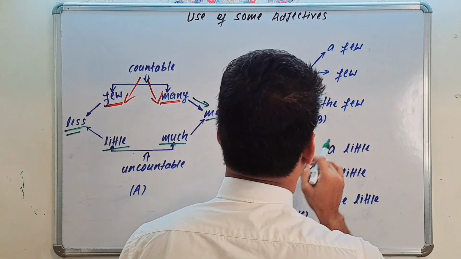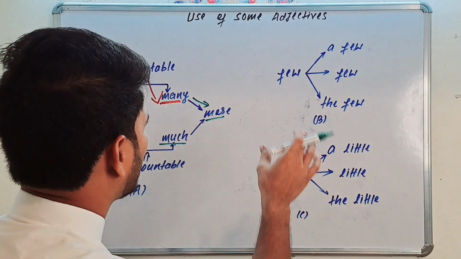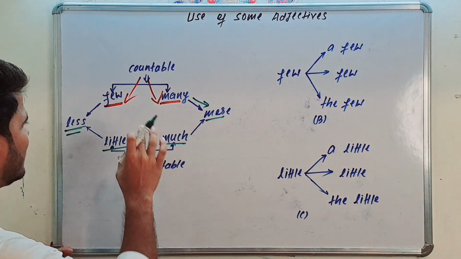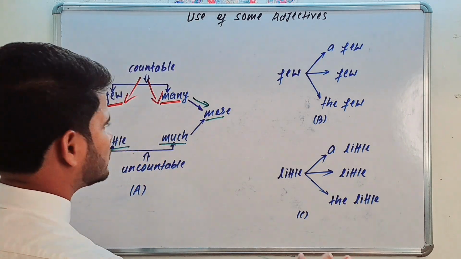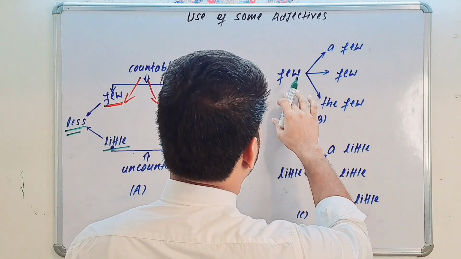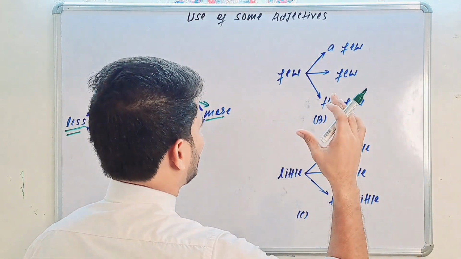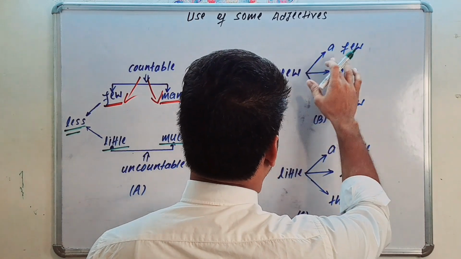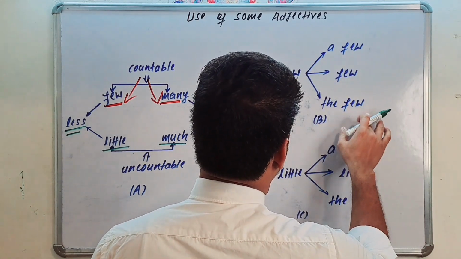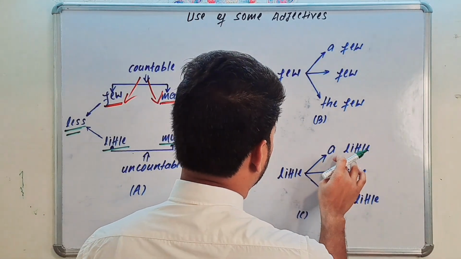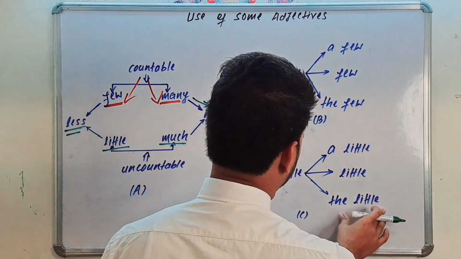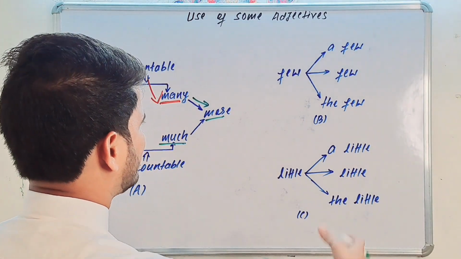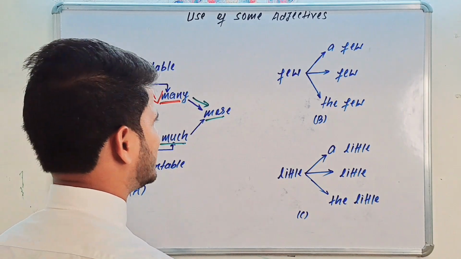Now focus here on image B. I have written few and little. Now let's learn the use of some determiners: in few, a few, few, the few, and in little, a little, little, the little. So remember all these things and the meaning of all these adjectives in a sentence.